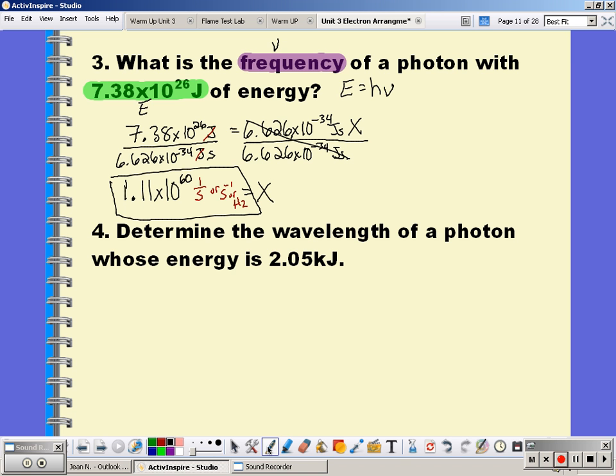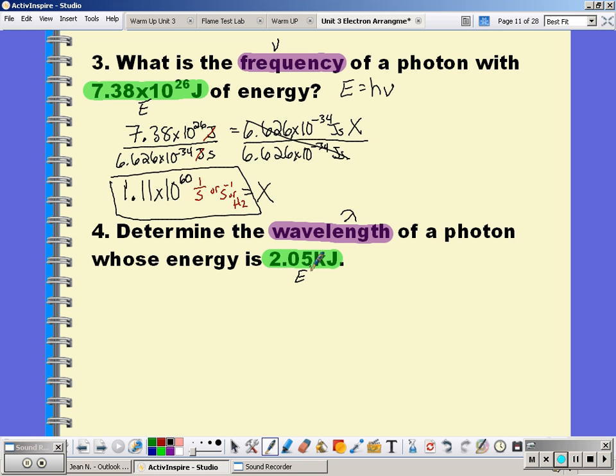Number 4 is probably the hardest type of question for 2 reasons. We have energy again because it's in joules and it says the energy is, so that's E. And then we're looking for wavelength, whose symbol is lambda. Now this is a hard question because lambda and energy are not in the same equation for the 2 that they give me on the test.